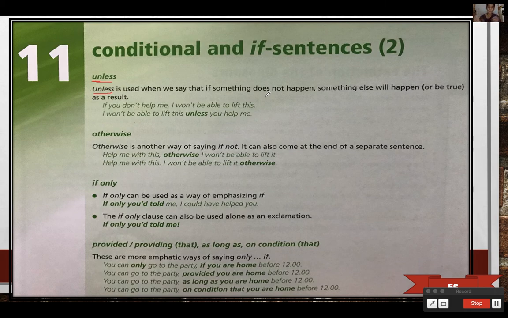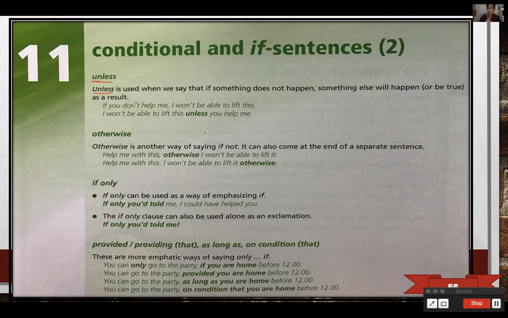That's the use that we give to the word unless, to say that if something does not happen, something else, otra cosa, will happen, va a pasar, okay? So as a result, if you don't help me, I won't be able to leave this. I won't be able to leave this unless you help me, okay? This is a conditional one. If you don't help me, I won't be able to leave, okay?